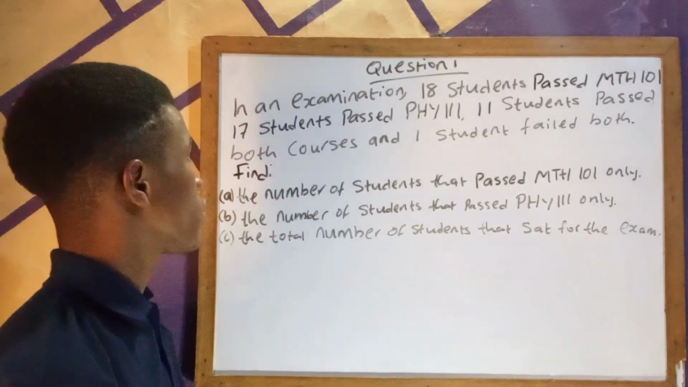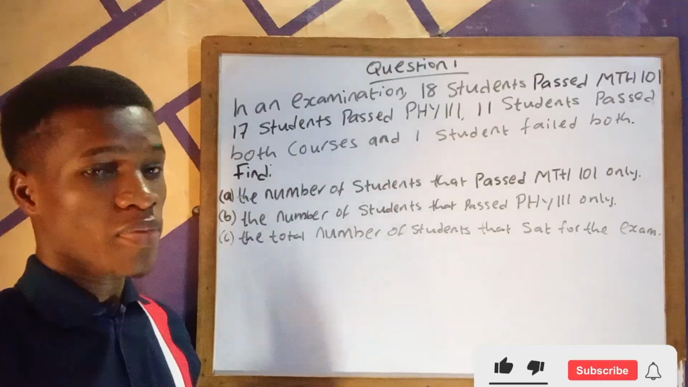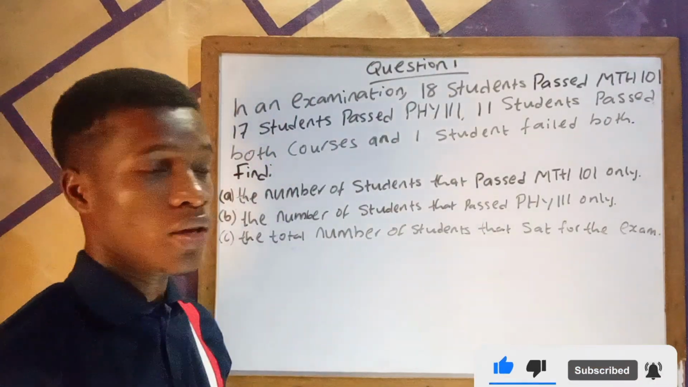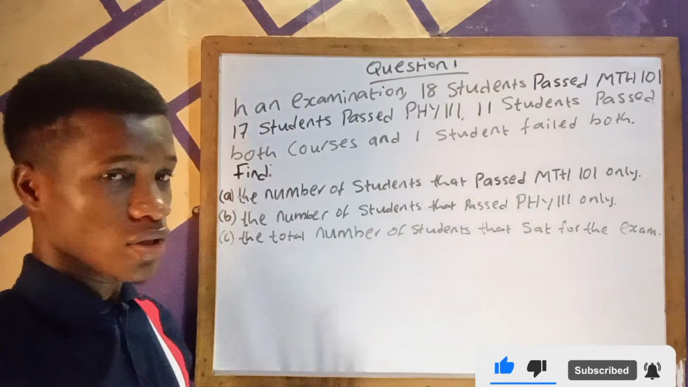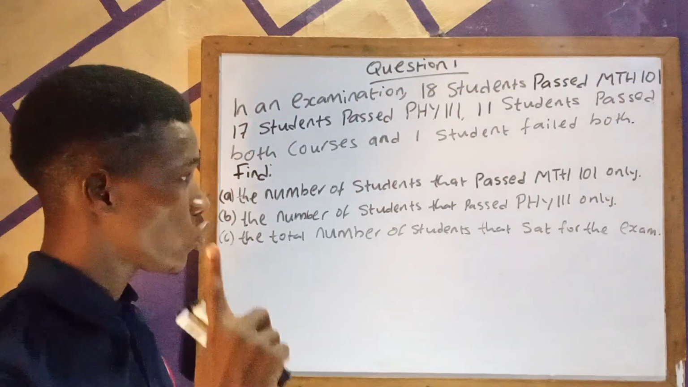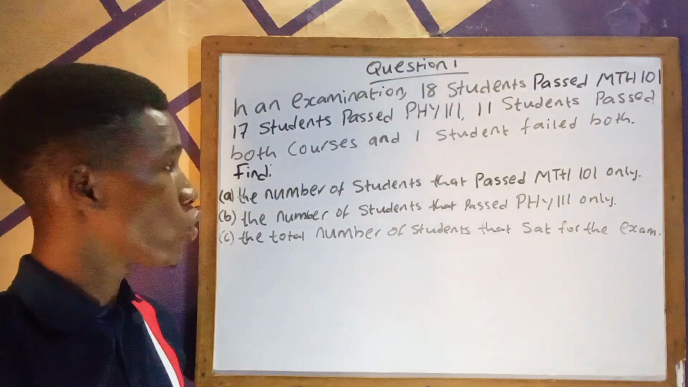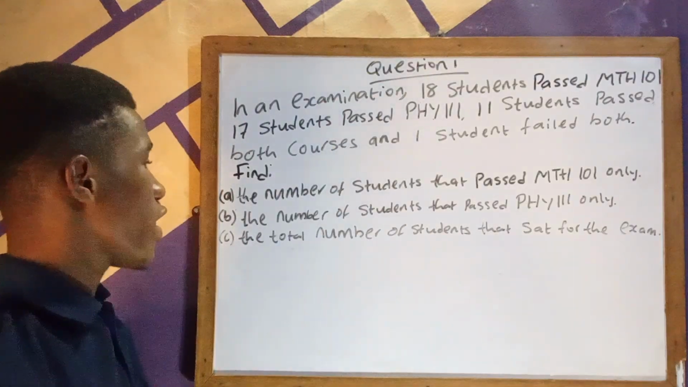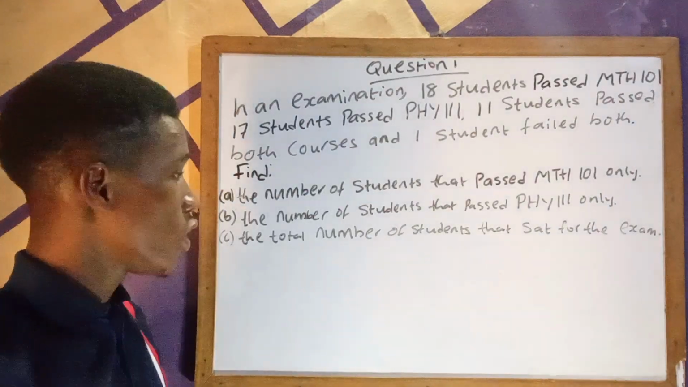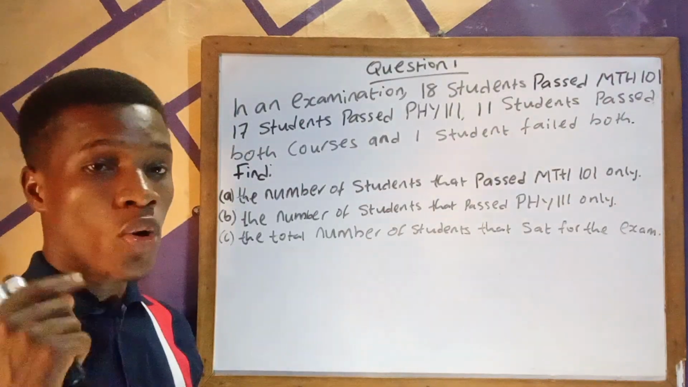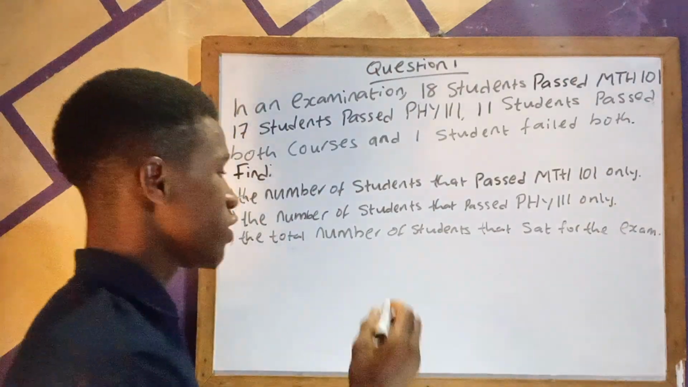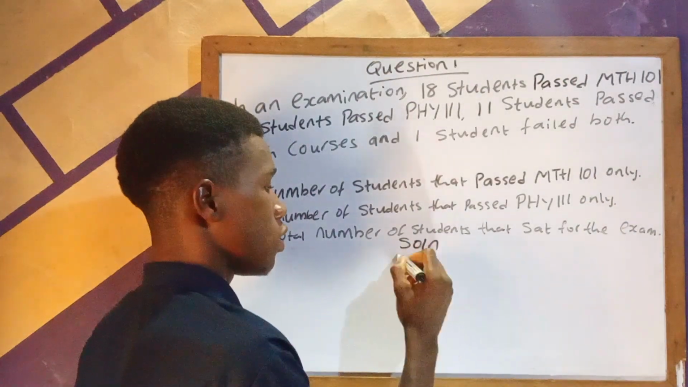Okay, this question we have here: in an examination, 18 students passed Math 101, 17 students passed Physics 111, 11 students passed both courses, that is both Math 101 and Physics 111, and just one student failed both courses. And so we should find the number of students that passed Math 101 only, the number of students that passed Physics 111 only, and the number of students that sat for the exam. So we are going to solve this using the Venn diagram.